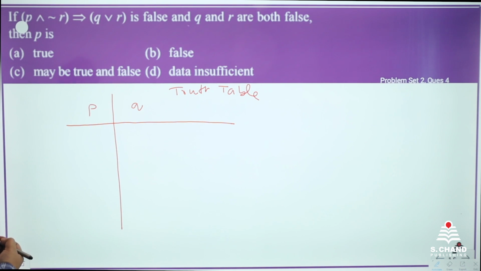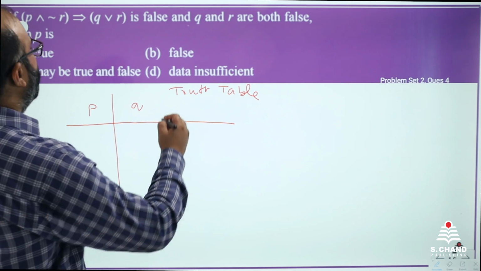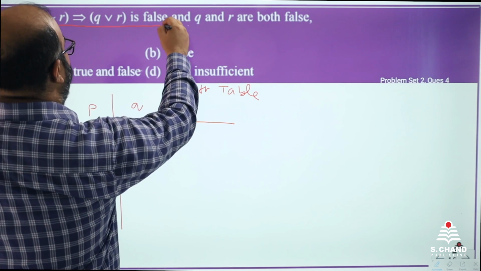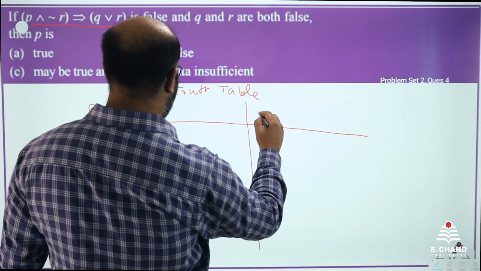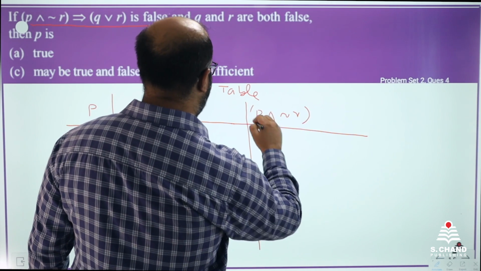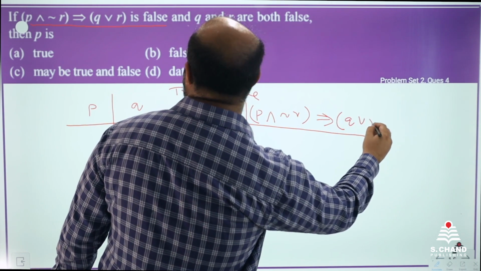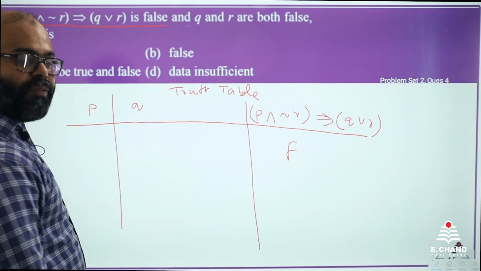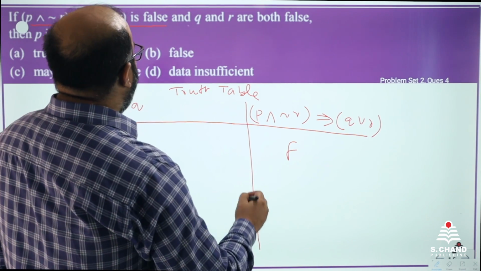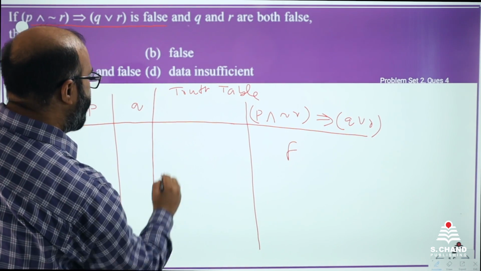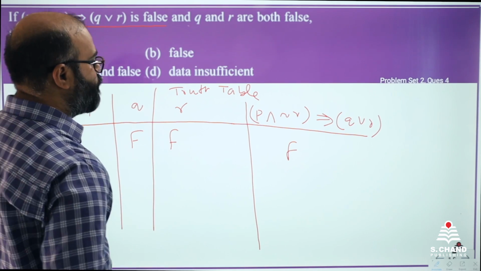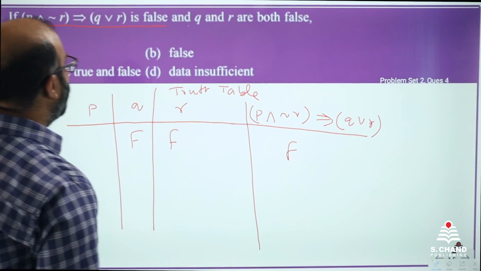If P and not R implies Q or R is false and Q and R are both false, then P is. So it is saying that this statement is false, right? So if this statement is false, we have to move backward. So P and not R implies Q or R is a false statement. And it is given that Q and R are both false, so Q is false, and R is also false. Both are false.